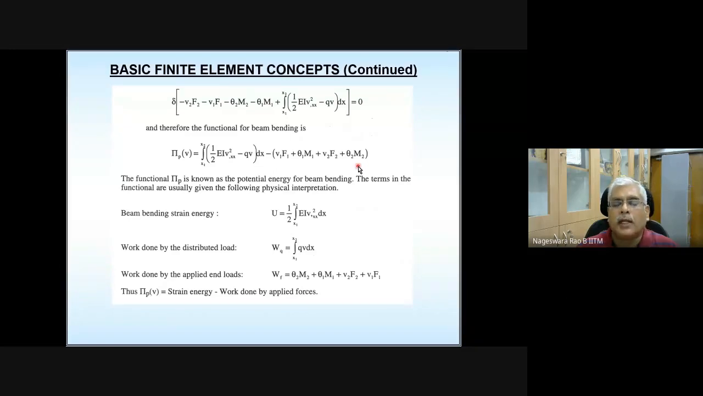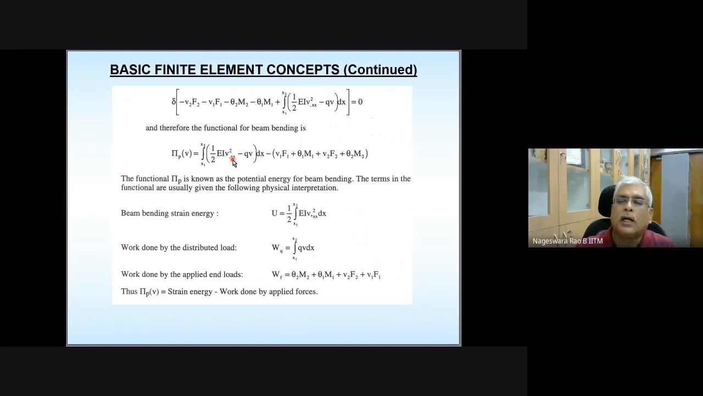And I told you, you don't need to go through this procedure if you are comfortable with structural mechanics concepts. If you are strong in it, you can directly write this potential energy functional. It is nothing but strain energy minus work done by applied forces. Once you get the potential energy functional, you need to substitute the finite element approximation of V and derivatives of V. For that, we need to decide what kind of element we want to use.